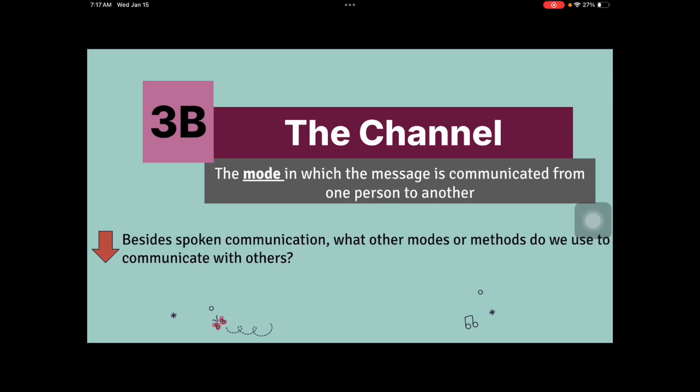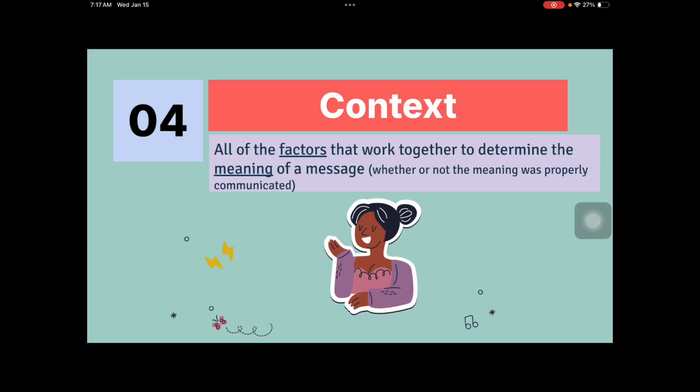The channel, which is something I've left off the communication model, but we're going to talk a lot about, is the mode in which the message is communicated from one person to another. I've already mentioned this. There are many other ways for a sender to send a message to the receiver besides spoken communication. Think about all of the ways that a message can be sent and received. And I'm going to skip that for now until tomorrow.